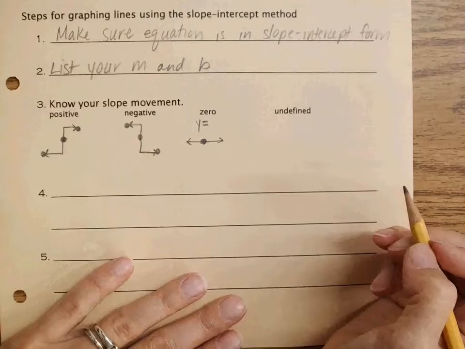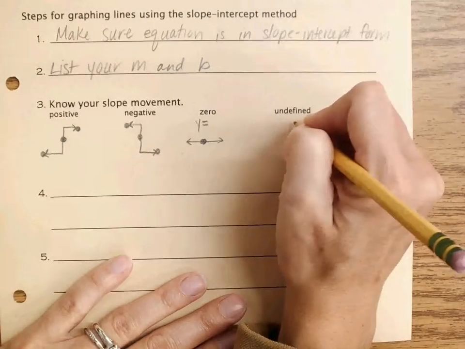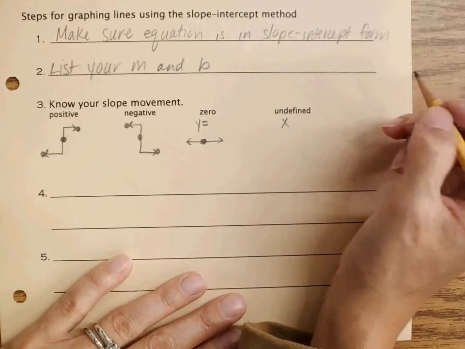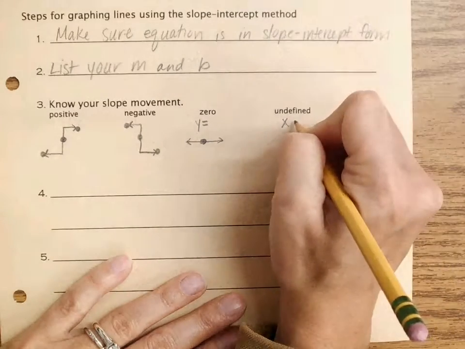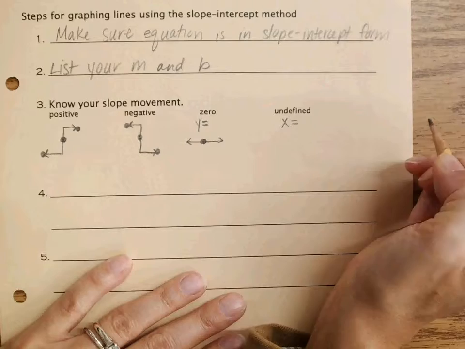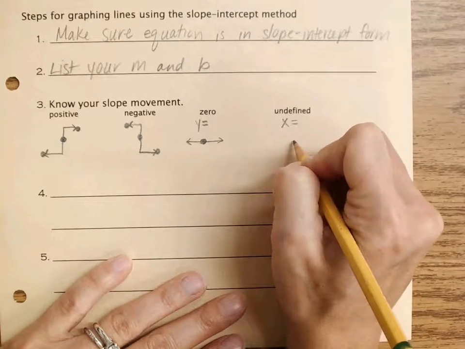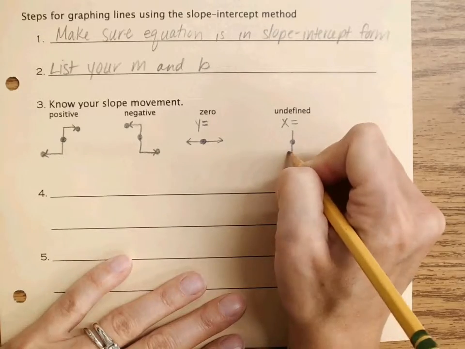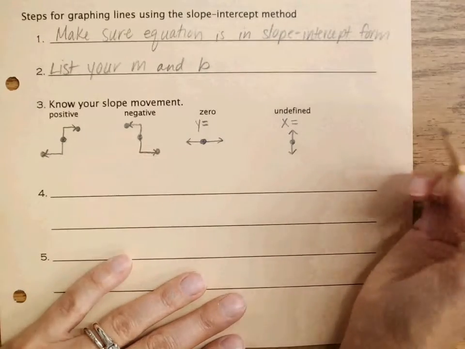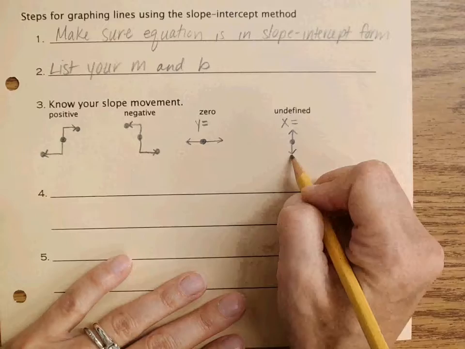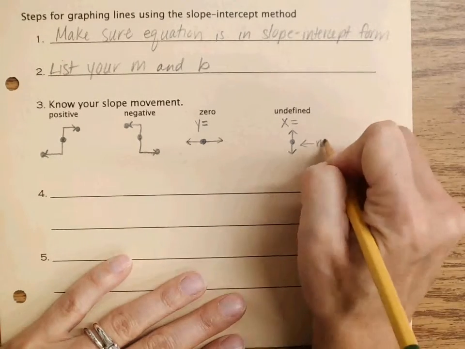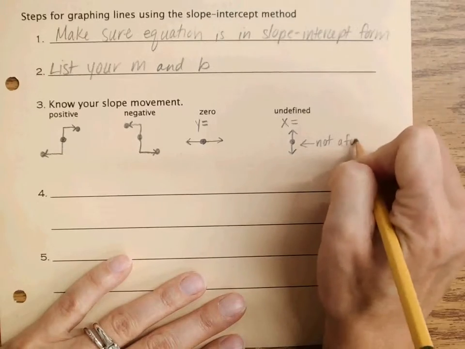Then your last slope movement is undefined. Undefined is when the only variable there is x. There's no y variable, so it's just when x equals one number. You're going to find where that one number is on the x-axis and draw a line that goes through the x-axis. What I want you to realize is this vertical line is considered not a function.